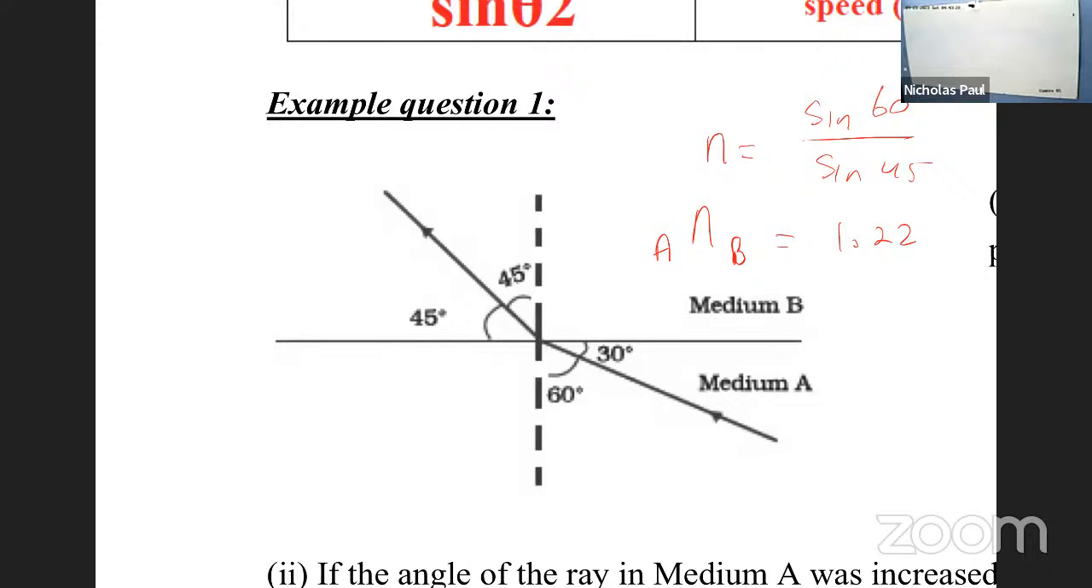Anybody can tell me how these two are related? One was 1.22, the other was 0.8. How are these two related? Anybody? How are these two values related?